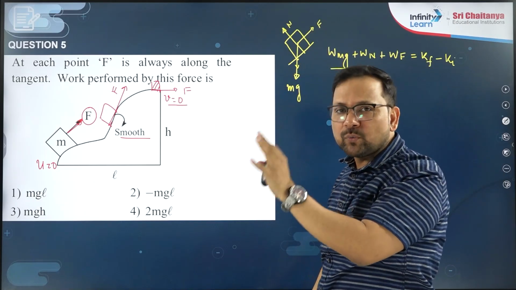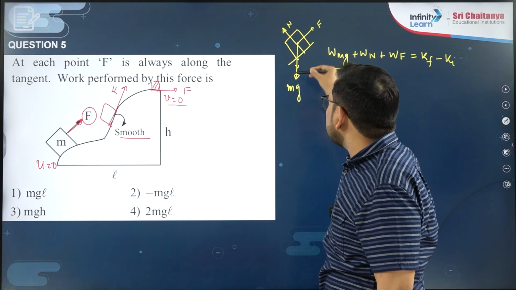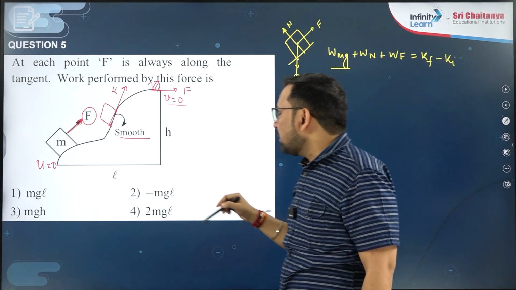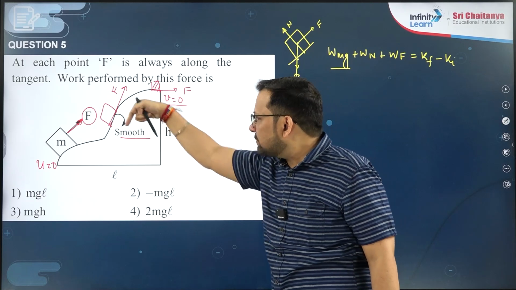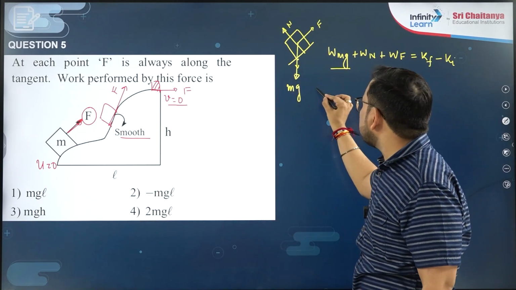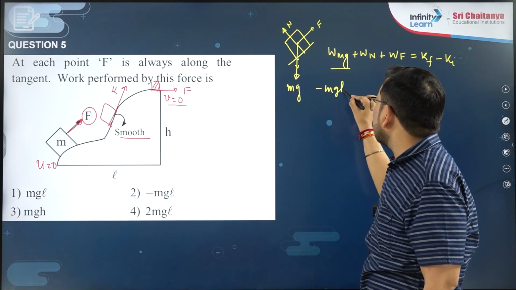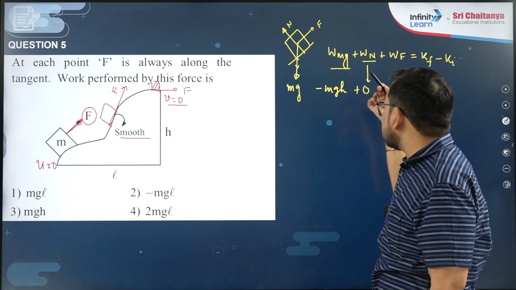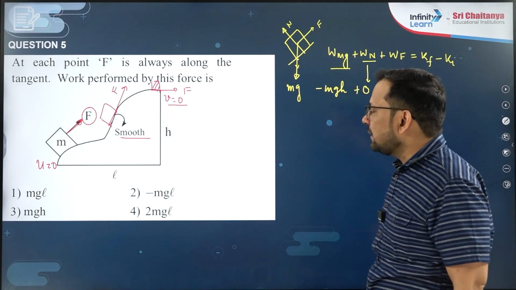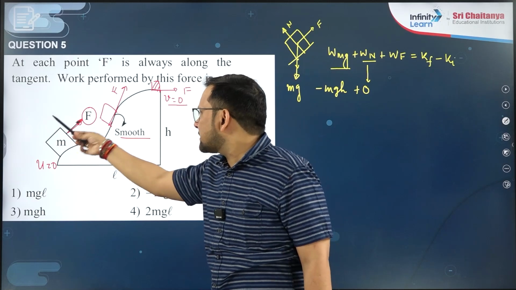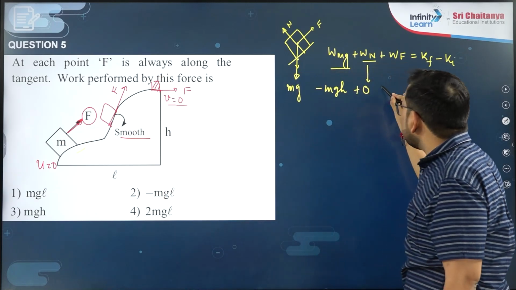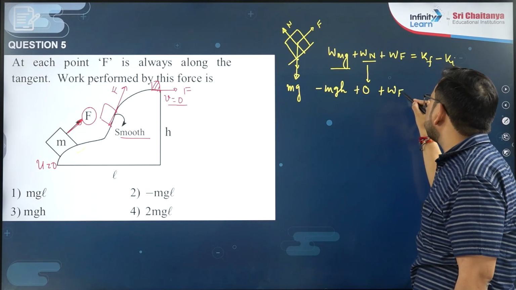Fs cos 180 degrees. So mg is vertical, so I will go for vertical displacement, that is h. But since h is up and mg is down, that work will be minus mgh. Right? Work done by normal is zero, same logic. It is perpendicular to displacement. At every instant normal will be such that it is perpendicular to displacement. And work done by F is required, that we don't know.